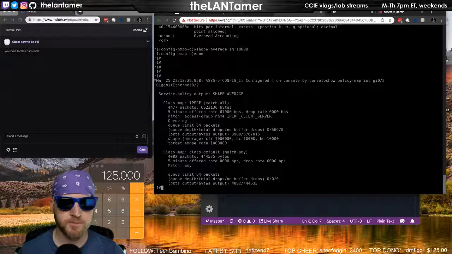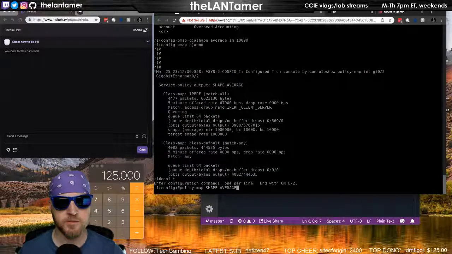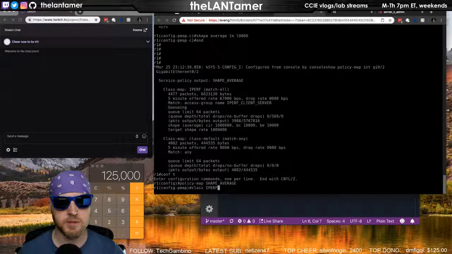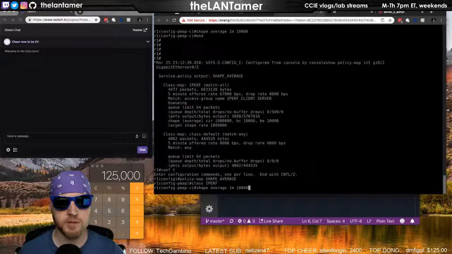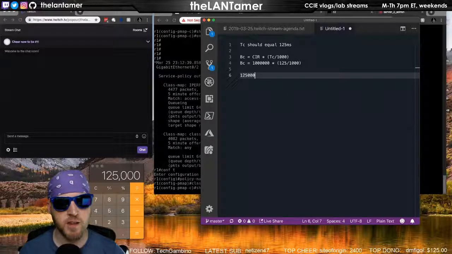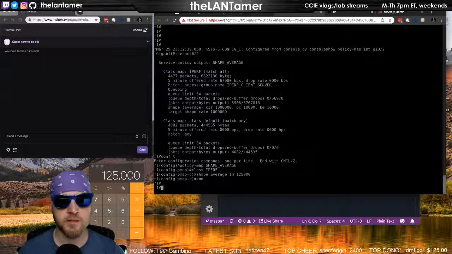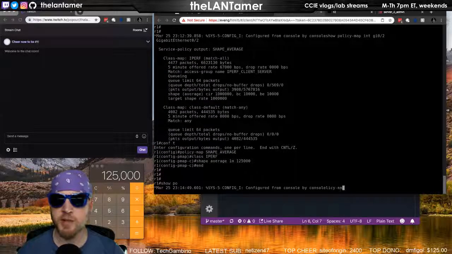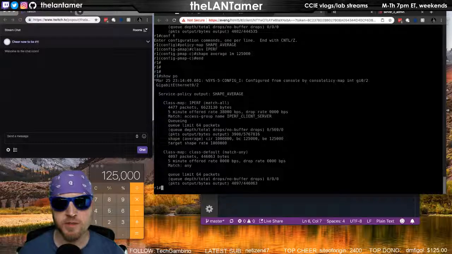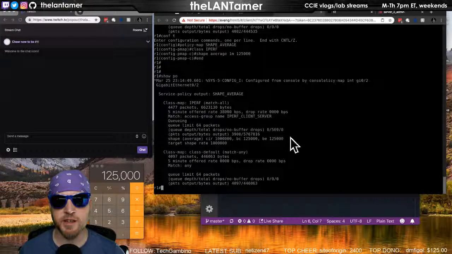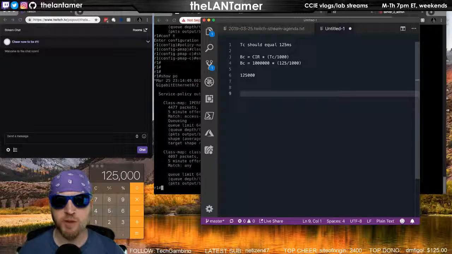So let's plug that in. One megabit per second still. And our first committed is 125,000. Show policy map interface Gi0/2. Okay, it is there. Let's go the other way around and see if it works.